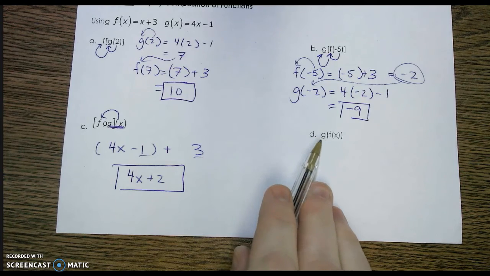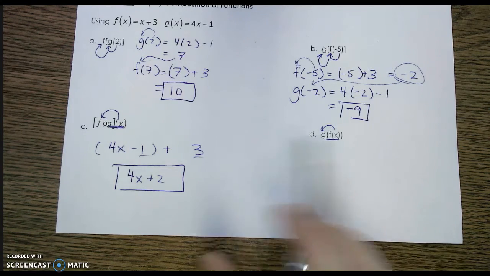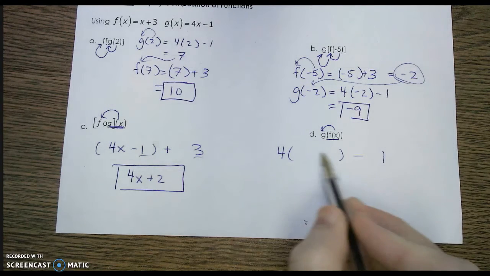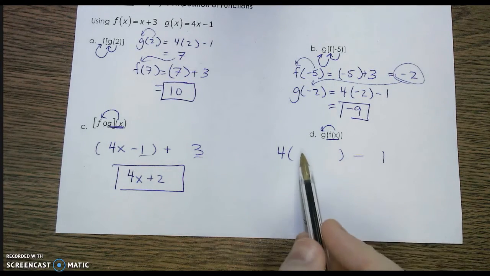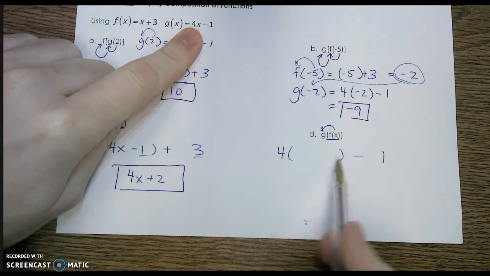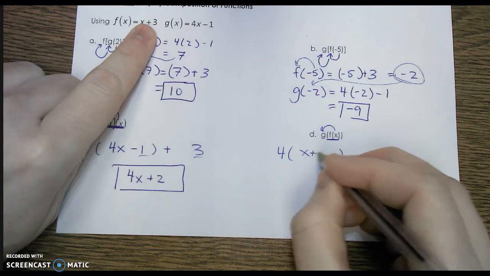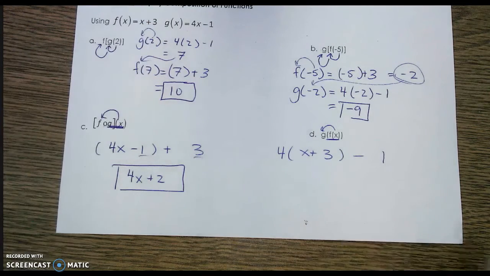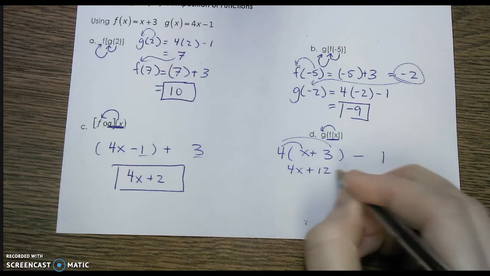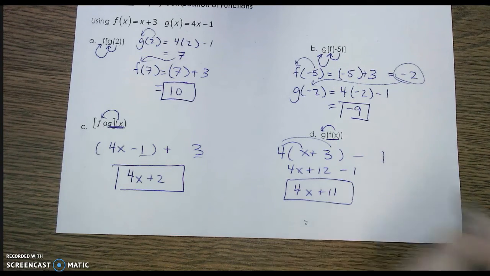Here it's going the other direction. It's wanting the f function inside of the g function. So I'm going to write down the g function and leave the input variable alone, or give it an open set of parentheses. So instead of 4x minus 1, I leave x empty, and now I put the f function inside of it. So x plus 3 goes in where the input is. Now on this problem, to simplify, we need to distribute that 4 and then combine like terms. So 4x plus 11 would be the answer for D.